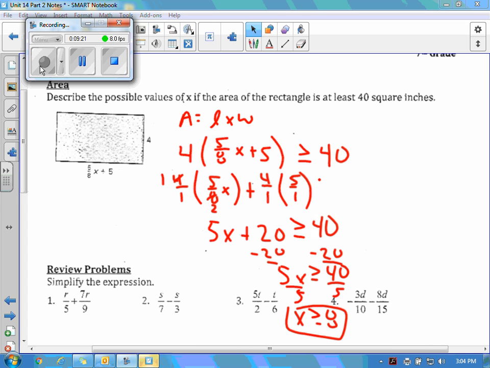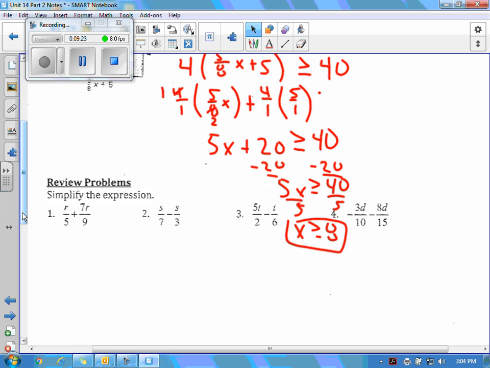All right, on the bottom there are some review problems we did just a couple units ago, so make sure you get those done and grade them from there.